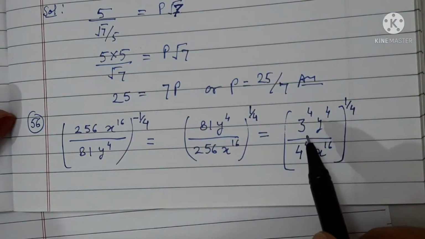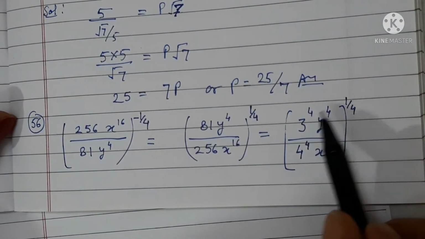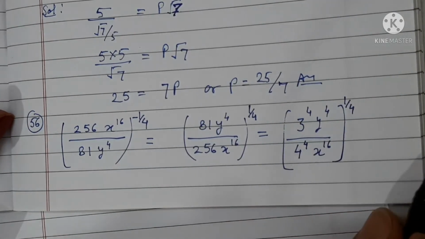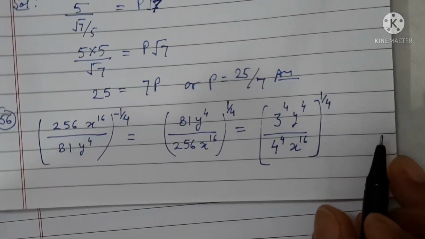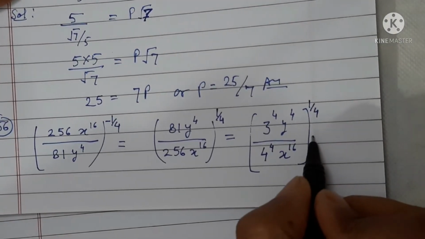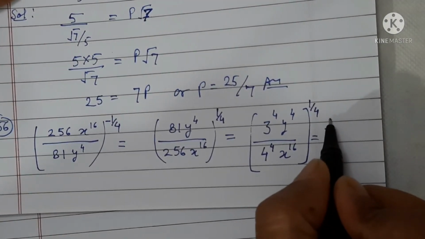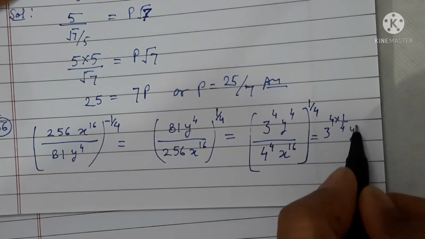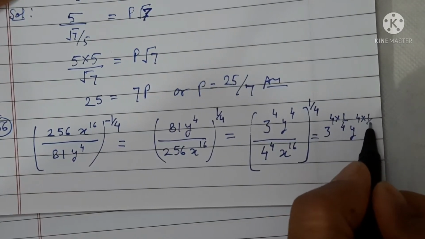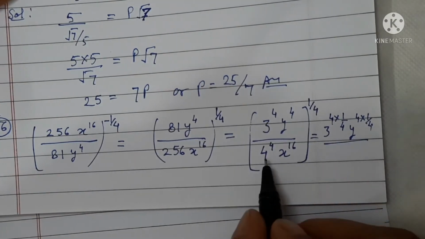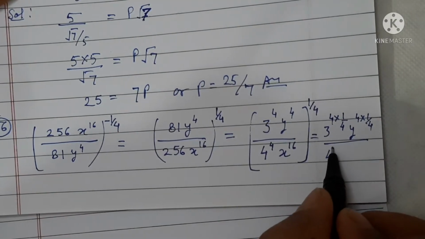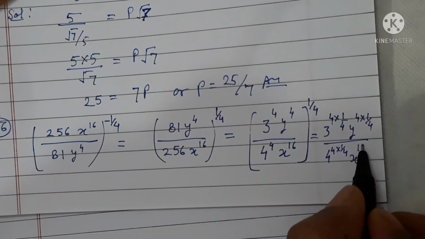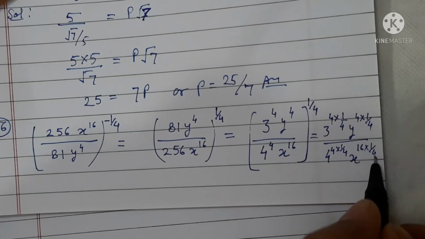Now use the exponent law. This power will be multiplied. So you can write it like this: 3 to the power of 4 into 1 upon 4, y to the power of 4 into 1 upon 4, here 4 to the power of 4 into 1 upon 4, and x to the power of 16 into 1 upon 4.